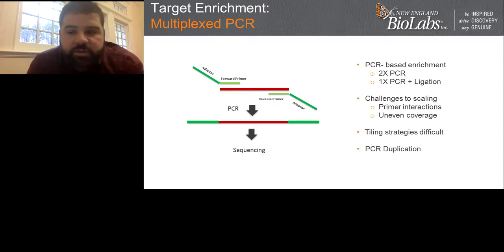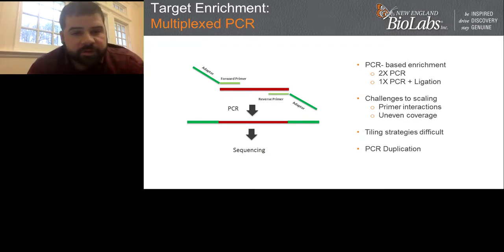I'd say the biggest challenge, even though it works very fast and uses low input, is primer interactions, having uneven coverage across the different amplicons, and getting tiling across some regions that may be difficult to design a primer to. PCR duplication is also a challenge. I'll talk a little bit more about that, but effectively, based on the primer sequence, you have a unique start and stop site. So it becomes very difficult to differentiate between a molecule that is a true biological replicate and something that is just a PCR copy, which is going to impact our ability to predict variant allele frequencies and understand the prevalence of a mutation in a given sample.